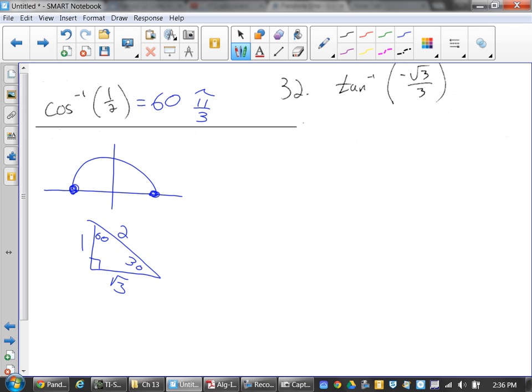Tangent negative √3 over 3. It's negative 30. Okay. Tangent values, obviously you're going to have the √3, so it's going to be your 30, 60, 90. So you draw it out again.